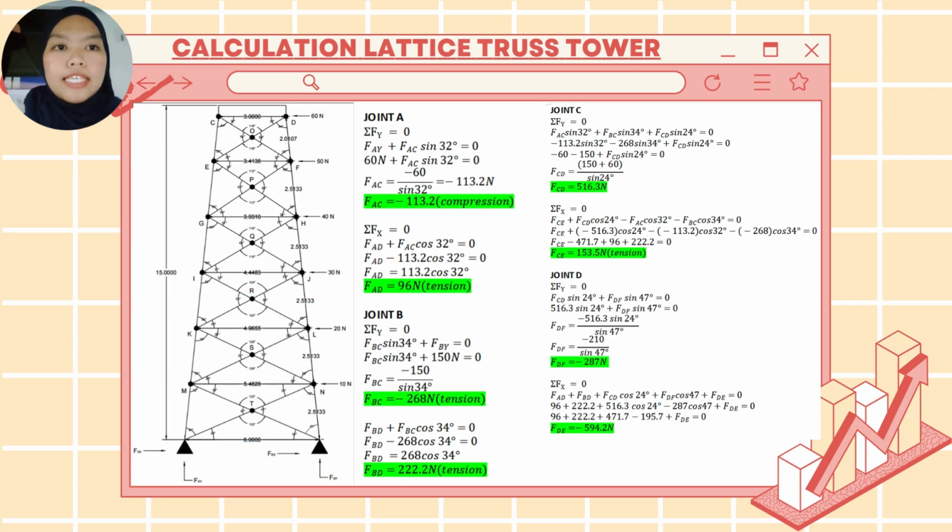Next, at joint C, we get Fcd equal to 560.3 Newton. At the summation of Fx, we get Fce equal to 153.5 Newton. At joint D, the summation of Fy gives Fdf equal to negative 287 Newton, and the summation of Fx at joint D gives Fde equal to negative 594.2 Newton.